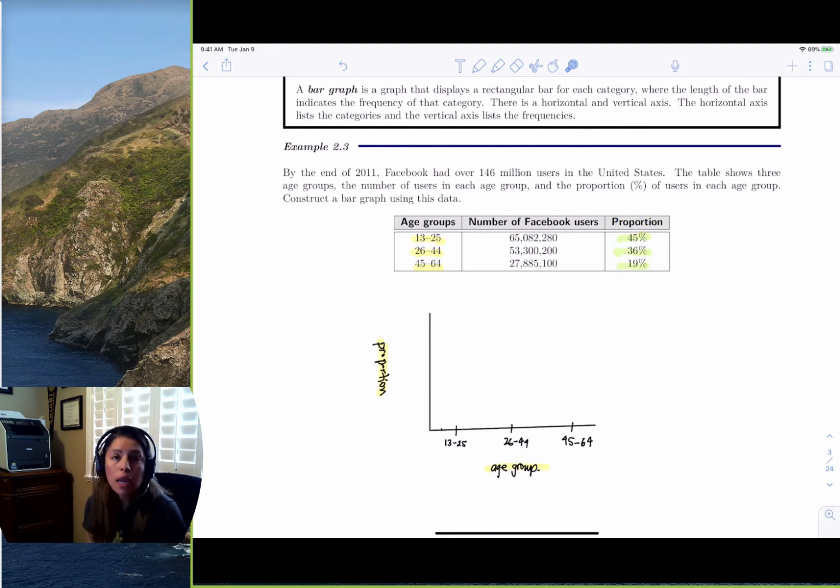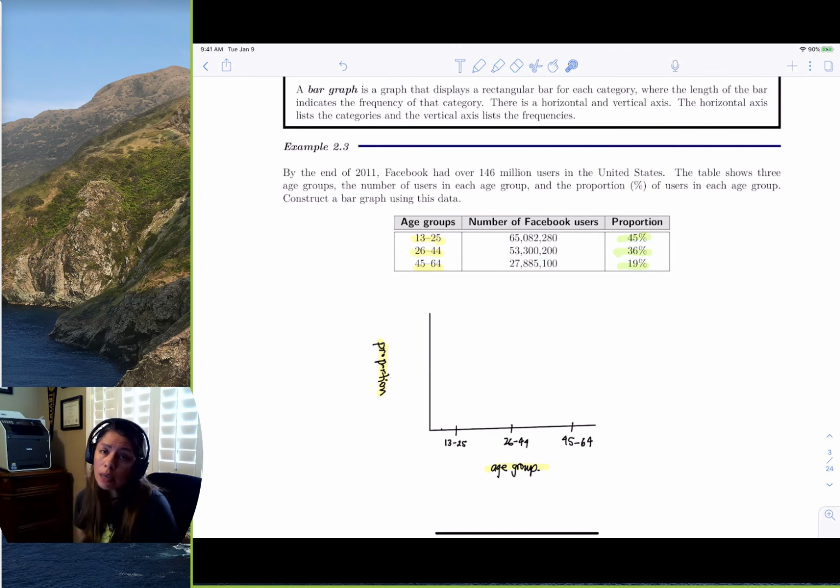Now, how should I do that? How should I write those tick marks? Should I do it every 1%, 1, 2, 3, 4, 5, all the way up to 45%? No, I don't think so. Should I go all the way to 100%? Well, maybe not, because the highest percentage is the age group 13 to 25, which is 45%. So what is a reasonable maximum Y unit that we could put? If you said 50%, I think that's a great idea.